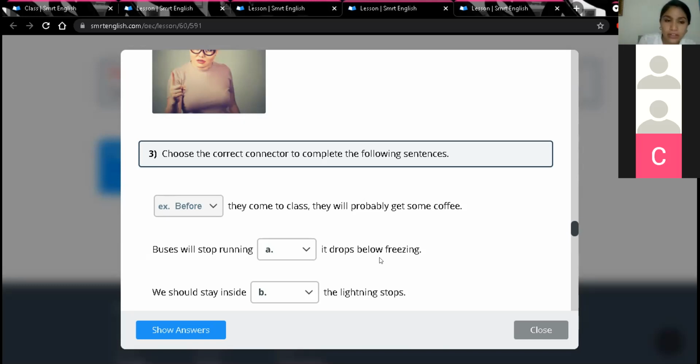And Gabriela, you are the first one. Here I have an example, and it says, before they come to class, they will probably get some coffee. So how can I know if I'm gonna use before, when, until, etc.? It depends on the context, right? We always have to check the context of the sentence. We have to read the rest of the sentence to understand the context, to understand what they are referring to. So Gabriela, letter A, read it and tell me, what do you think is better, if or until? Buses will stop running until it drops below freezing.